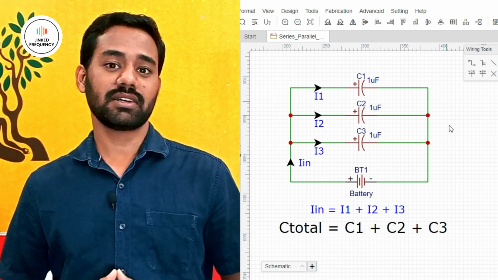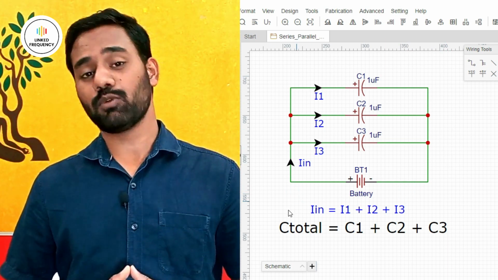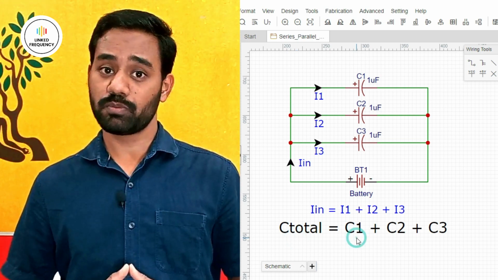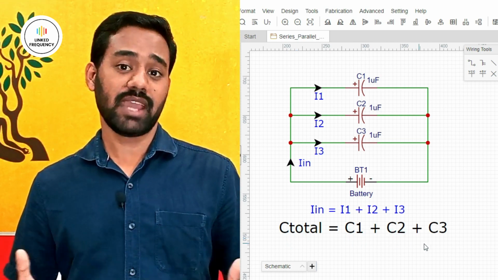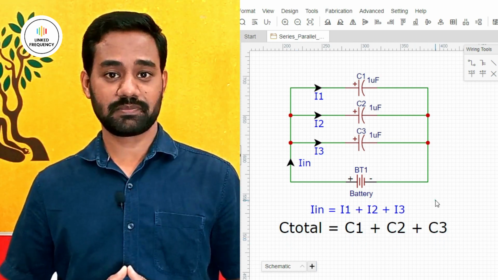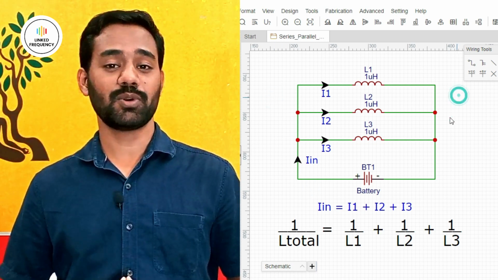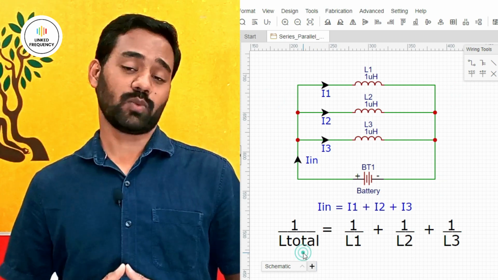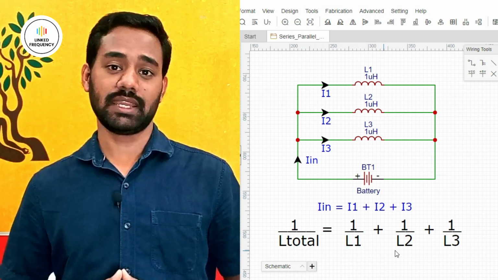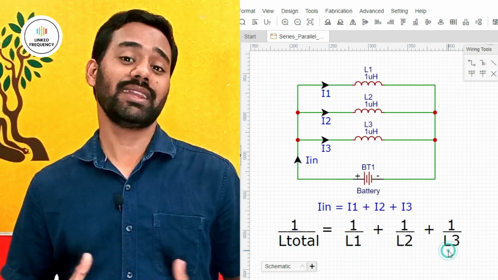In case of a capacitor, the total capacitance is equal to C1 plus C2 plus C3, whereas it will be adding the value to the capacitance. However, with respect to inductors, the total inductance is equal to 1 by L1 plus 1 by L2 plus 1 by L3, which is again equal to 1 by L total. This is how the parallel circuit for passive components is used in the electronic industry.